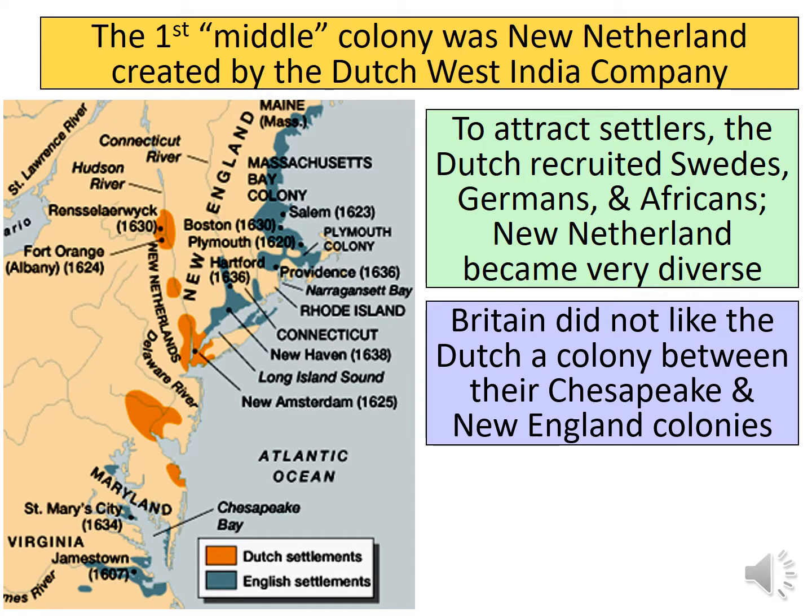Yeah, a lot of really, really successful merchants. So obviously Britain's not going to like the fact that up here you have New England, and down here you have Virginia, and then smack dab in the middle you have this area that's controlled by another government. So they don't like that, and so they're going to basically come in and take it over.